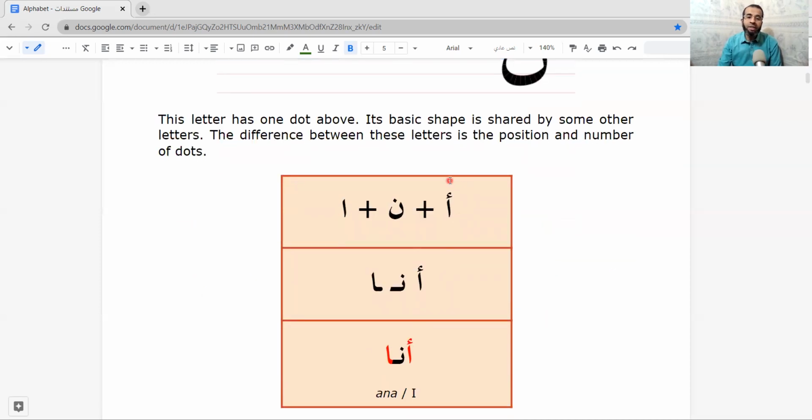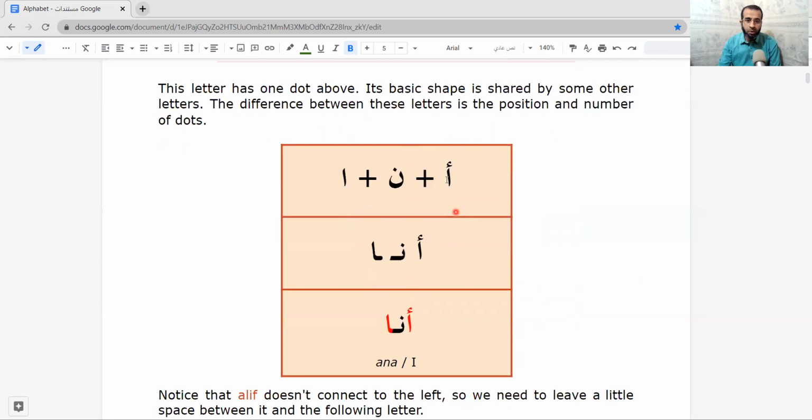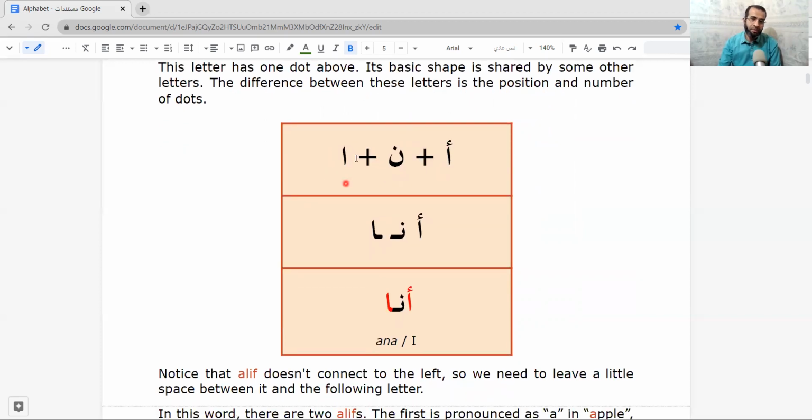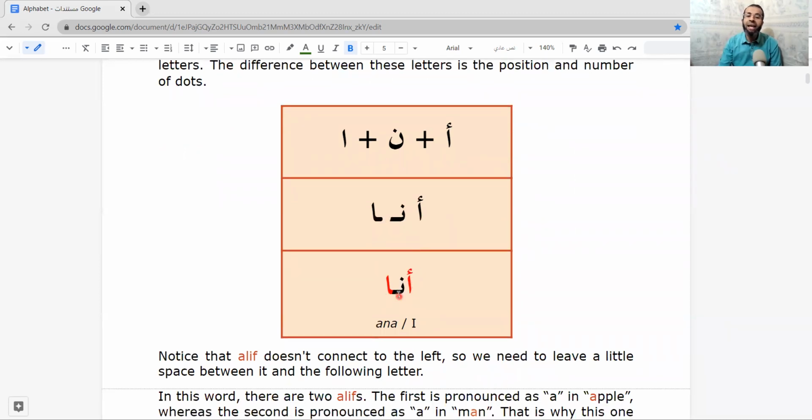Now, we have studied two letters, A or Alif and Na or Noon. Let's use these two letters to make this word. Look here. There are here three letters. Alif plus Noon plus Alif. A, then this is Noon, and now it's ready to be joined from the left. Then Alif, and it's joined from right. This is Ana. Ana means I.